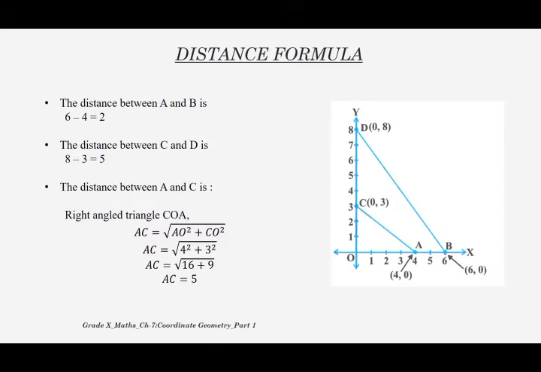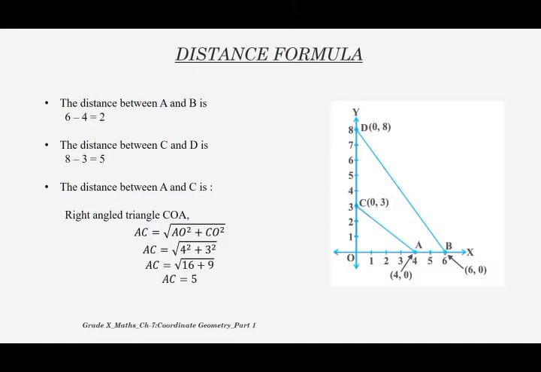Now we move on to the first subtopic, distance formula. First case, let us see the distance between A and B. Both the points lie on the x-axis. So we just have to subtract the x coordinates. So 6 minus 4, 2.